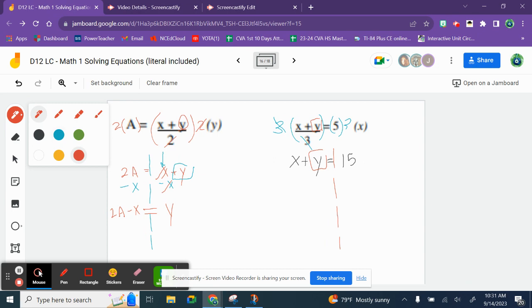Again, x and y are attached by addition. So we want y by itself. If I have $1 in my pocket and I want to give it to somebody on the other side, we are going to subtract. So these are gone. And now we have y equals, not like terms, we have a constant and a variable. So again, we have 15 from that multiplication, and then we subtracted x. Y is now by itself.